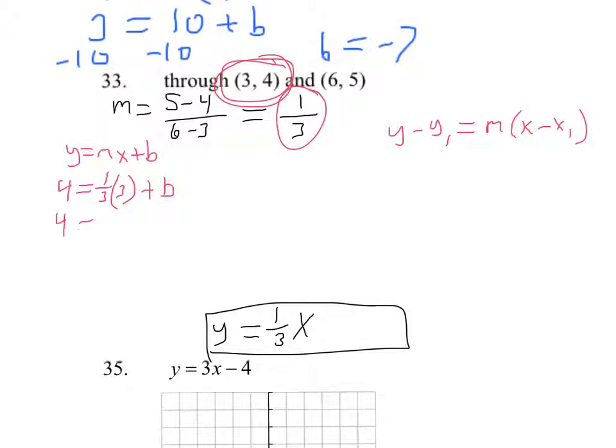Alright, so 4 equals 1/3 times 3, which is 1, and then I'll subtract 1 from each side, and so it turns out that b equals 3. So my answer is going to be y equals 1/3 x plus 3.